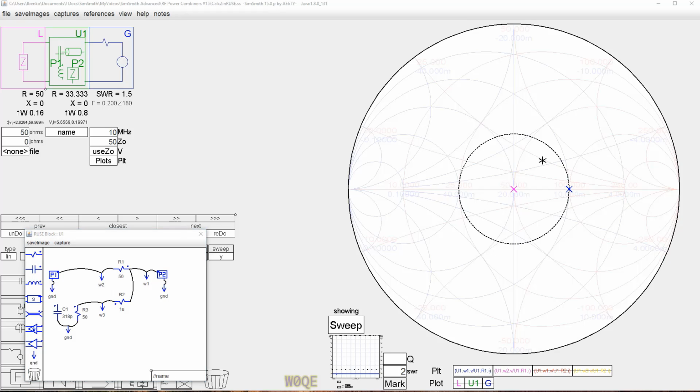This is the last piece of the puzzle needed in order to get SimSmith to be able to analyze power combiners. I will do this in the next video as this video is running a little bit long.